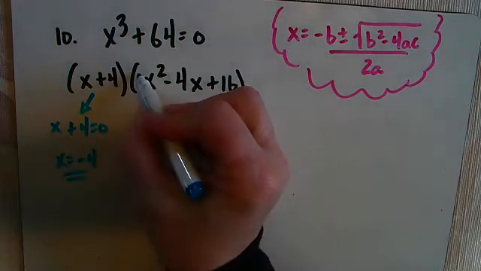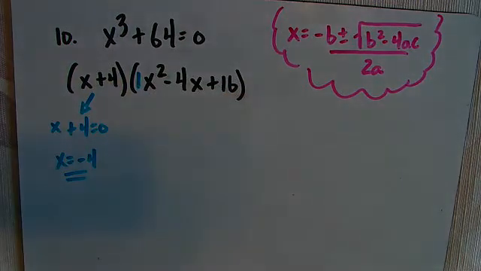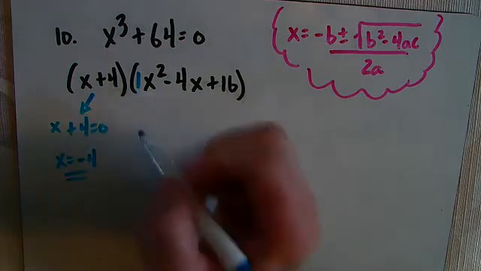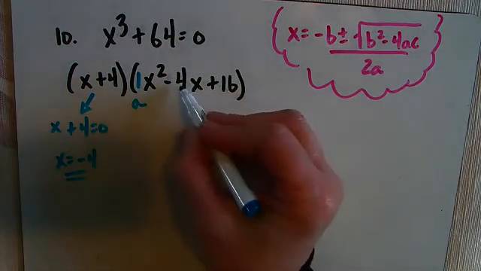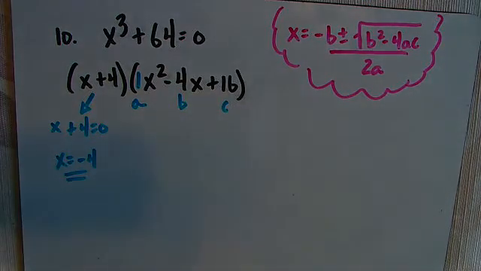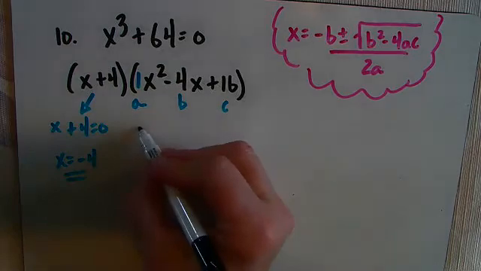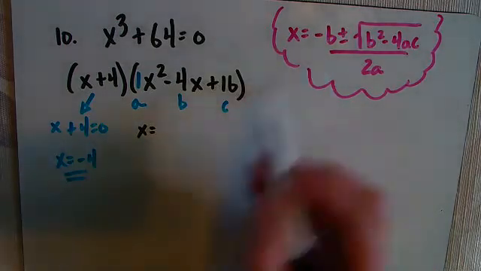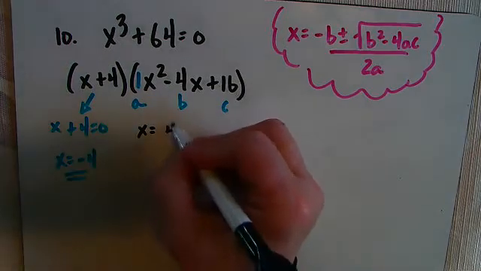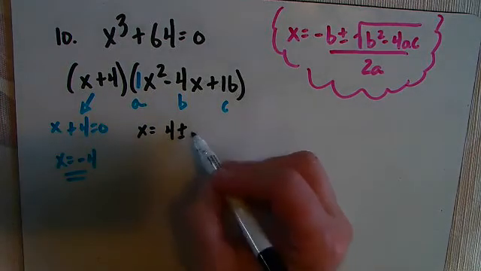I'm going to put a 1 in front of my x squared. As far as my formula, this is the a, this is the b, and this is the c. Then from there, we're just going to plug them into our quadratic formula and do a little work on our calculator. So I've got x equals, we need the opposite of b. This b says -4, so the opposite of that would be +4, plus or minus.